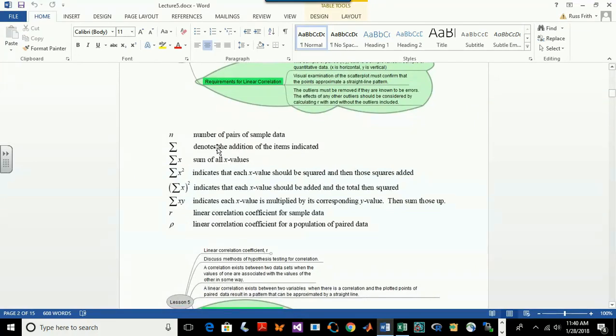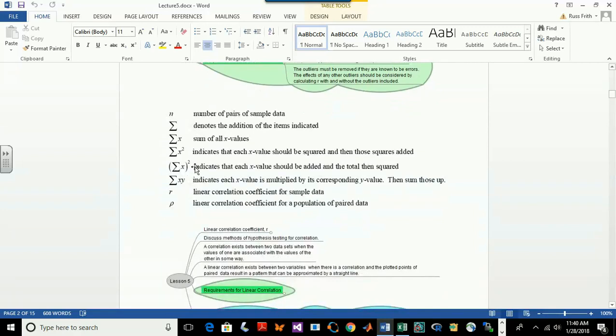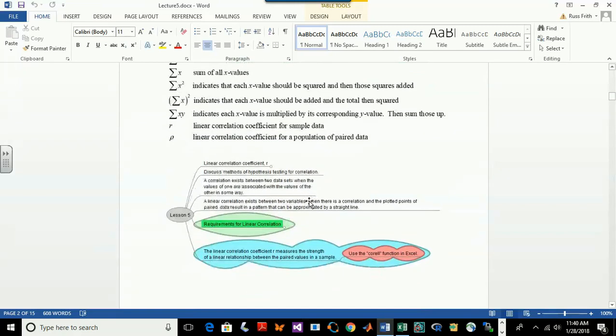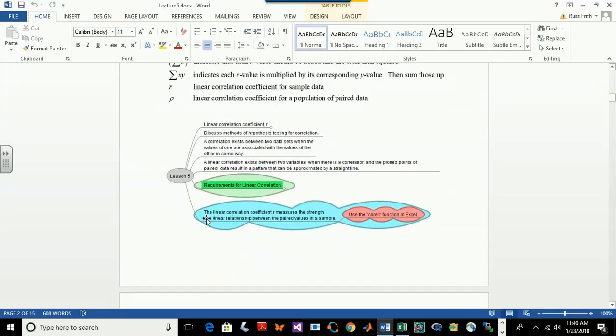Okay, so some of the variables associated with computing the correlation between XY pairs. You have the number of pairs of sample data, the summation of all x values, the summation of the squares of the x values, and the square of the sum of the x values, and so forth. I'll explain these momentarily. So R is the linear correlation coefficient for sample data, and the Greek letter rho is the linear correlation coefficient for a population of paired data. The linear correlation coefficient R measures the strength of a linear relationship between the paired values in a sample.